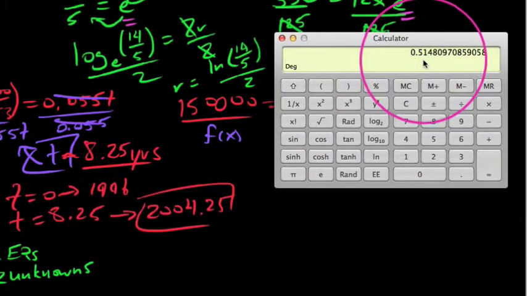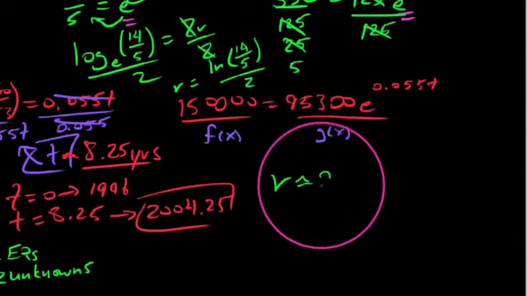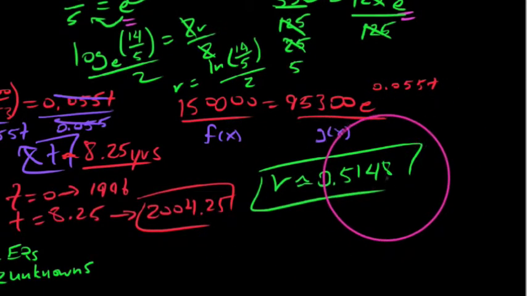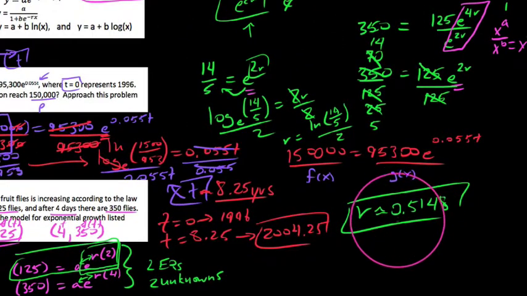How about 4 decimal places? 5148. So our rate, I'm going to write this down, is approximately 0.5148. And I want to point this out. This is like a 51.48% rate. Okay, so there's a rate. Now we just need to find the time.